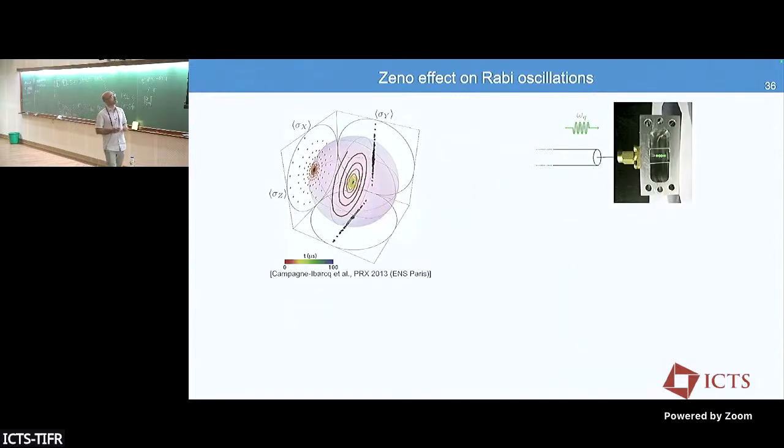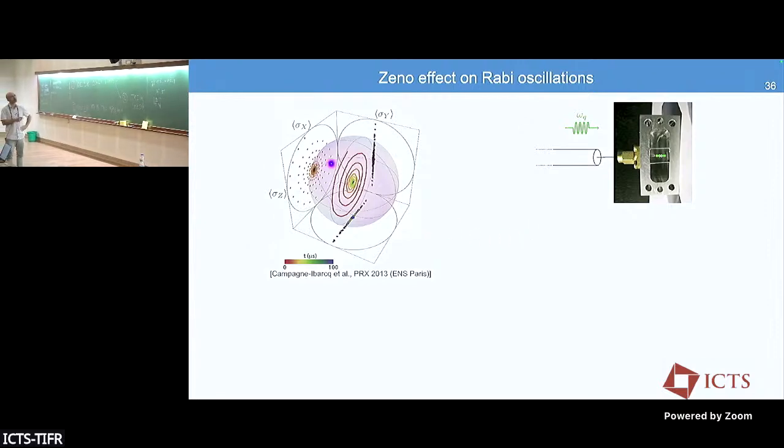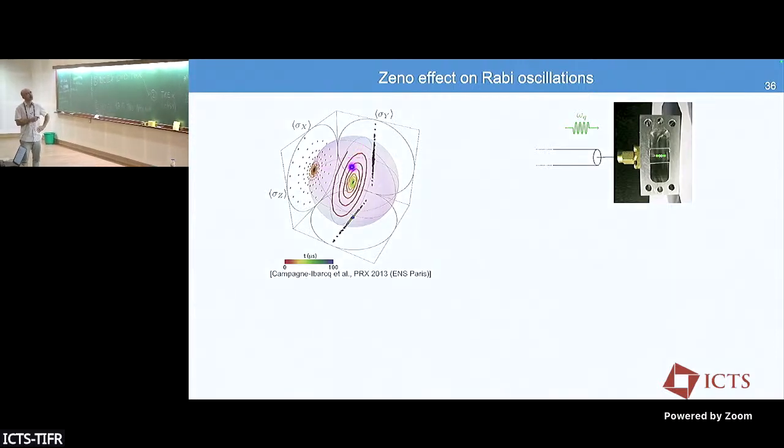Okay, to show you something related to measurement, the Zeno effect, right? It's possible to see a Zeno effect on Rabi oscillations in the system. So these are Rabi oscillations. Ideally they would go around the Bloch sphere forever, but actually they decay if we don't do some feedback or some other mechanism.